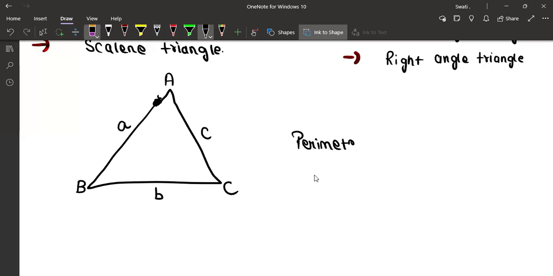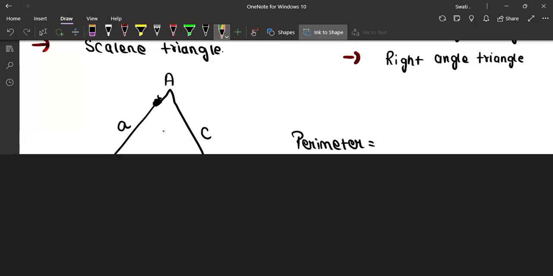3 into side. 3 into side is correct, but here, no, that 3 into side you can do when all the sides will be given equal. But here, abhi tak to ye equal nahi diya hua hai. So what will you do then? You will simply add them. Yes. So will it not become A plus B plus C? Correct. That is the formula to calculate the perimeter.